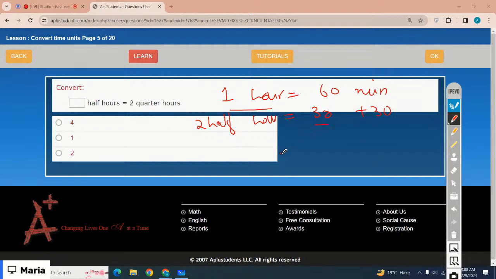And then you can divide further. You can divide this 30 also, 15 plus 15. So that is why you can say that these are quarter hours. You have 4 quarter hours in 1 hour, right? 15 minutes means quarter hour. So when you have 2 quarter hours, they make 1 half hour. The correct option is 1 half hour, right?